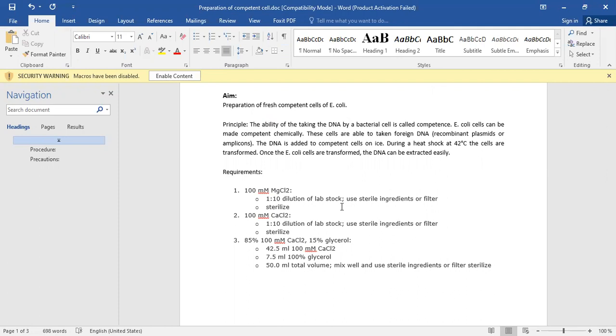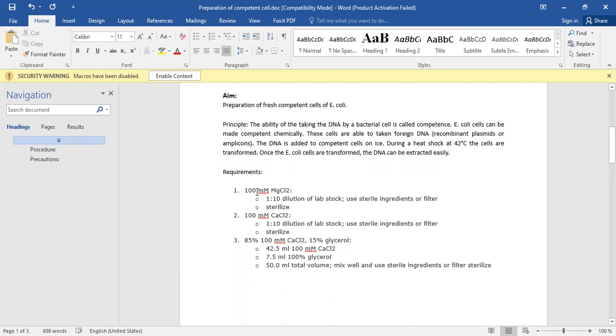If we are transferring DNA into another cell, then it is known as competency. And these cells are able to take up foreign DNA. The DNA is added to competent cells on ice, followed by a heat shock of 42 degrees centigrade. The cells are transformed. Once the cells are transformed, the cells can be extracted easily. So, what is the experimentation and what are the requirements?